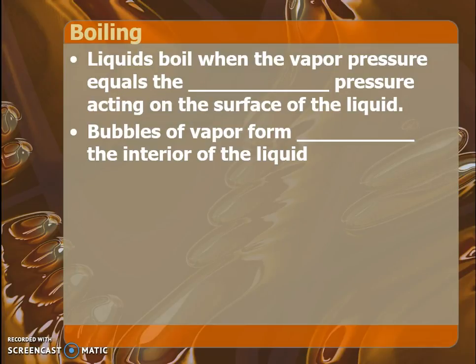Boiling. All right, so we talked about boiling when liquid goes to a gas. So liquids will only boil if the liquids can change to gases and escape the container which they're in. And so liquids will boil when the vapor pressure equals the atmospheric pressure that acts on the surface of the liquid. We talked about this in the gas laws a little bit. So bubbles of vapor form within the interior of the liquid when it's boiling. When it's evaporating, the bubbles of vapor or gas form at the surface of the liquid.